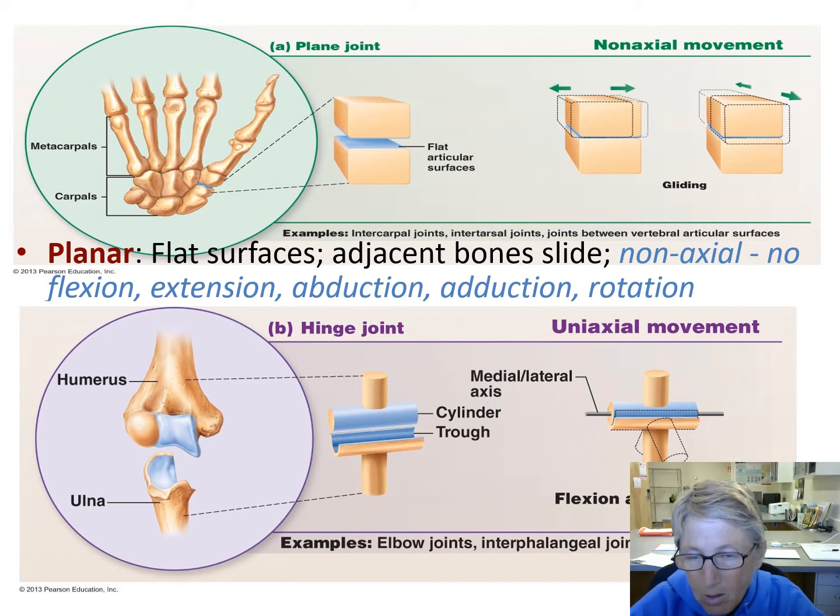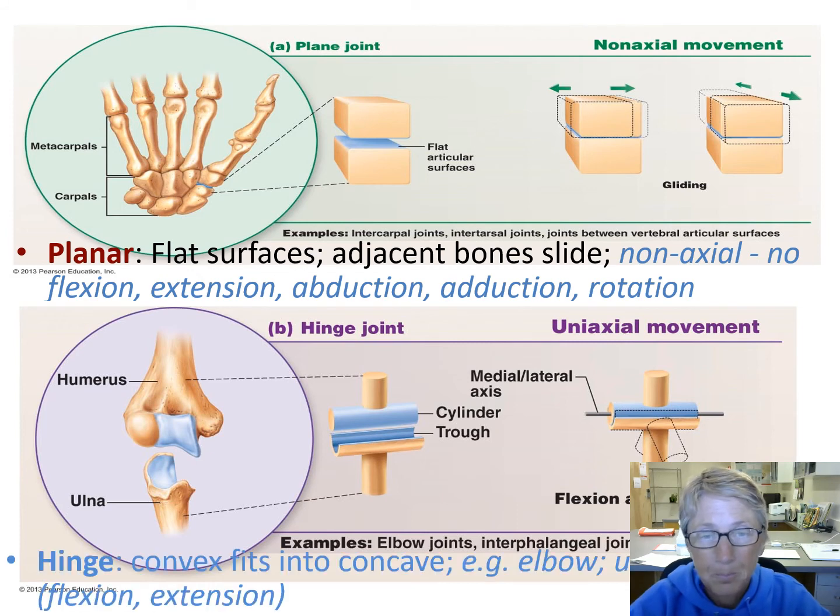So you can see here's the lateral, here's the axis. This is an imaginary axis through the bone, but it does permit movement around that axis, but only one type of movement. So it's uniaxial movement. An example is the elbow joint.